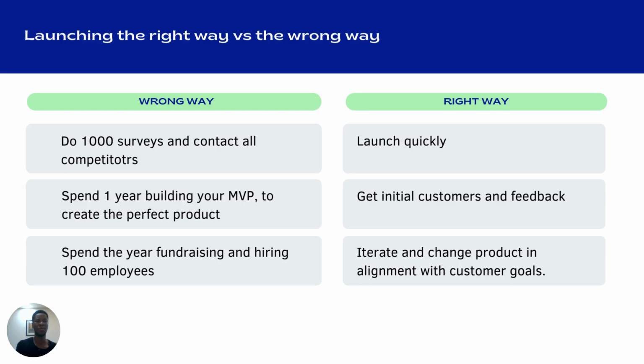So the wrong way, really, and it's something that we see a lot of the time, is doing, for example, 1,000 surveys and contacting all your competitors, or you spend 1 year building your MVP just because you want to create the perfect product. And the reason founders do this is because of either fear of rejection, right? Fear that the customer is going to hate the product, or because they believe that they know what is best for that customer. They want to build the perfect product for them. So it's either a fear of rejection or a desire for perfection, right?